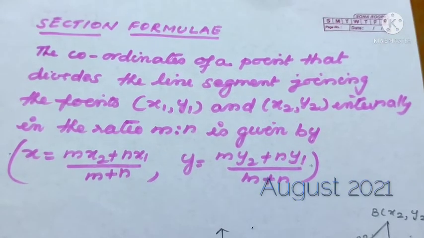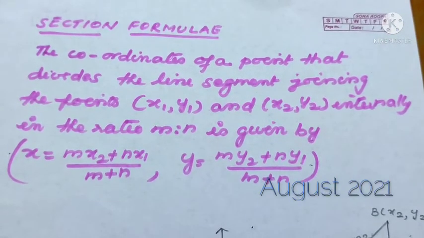The next topic from this chapter is section formula. The coordinate of a point that divides the line segment joining the points (x1, y1) and (x2, y2) internally in the ratio m is to n is given by x equal to (m x2 plus n x1) divided by (m plus n), and y equal to (m y2 plus n y1) divided by (m plus n).